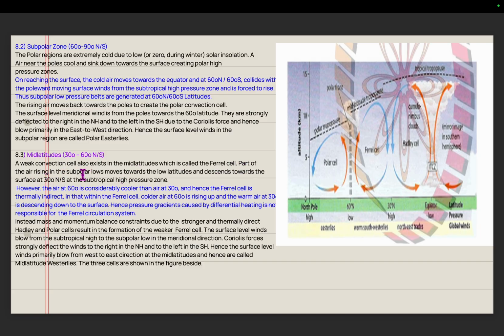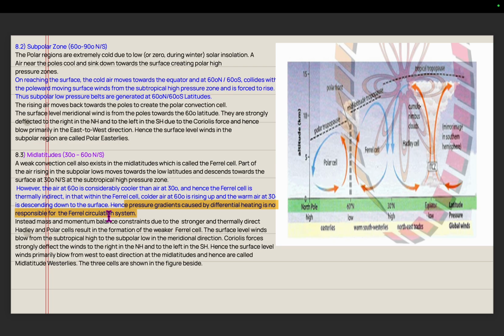Part of the air rising in the subpolar lows moves towards the low latitude and descends towards the surface at 30 degree north or south, at the subtropical high pressure zone. However, the air at 60 degree is considered to be cooler than at 30 degree. Hence the Ferrel cell is thermally indirect. Within the Ferrel cell, colder air at 60 degrees is rising up and warmer air at 30 degrees is descending at the surface. Hence pressure gradients caused by differential heating are not responsible for the Ferrel cell circulation system.